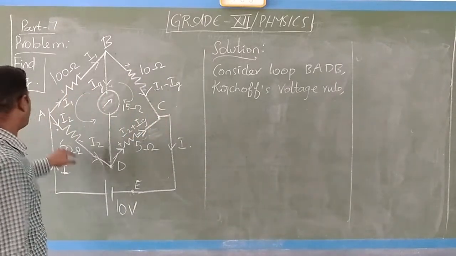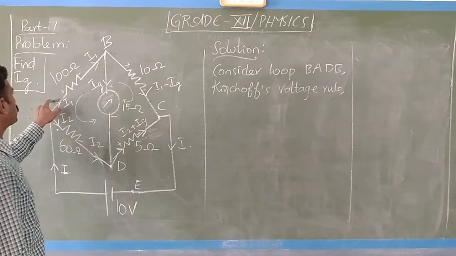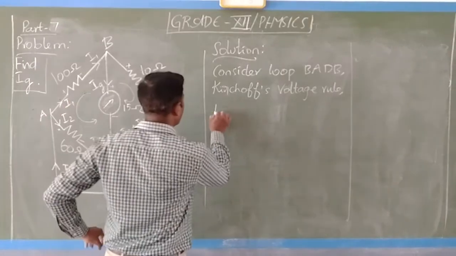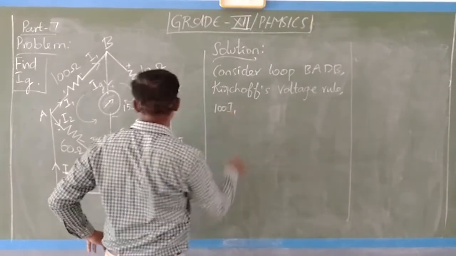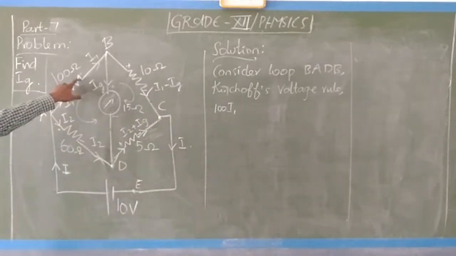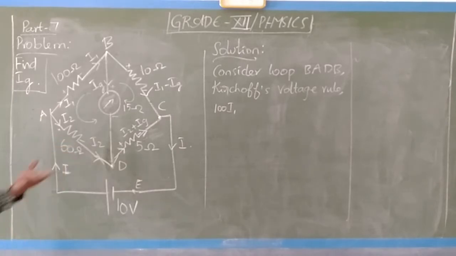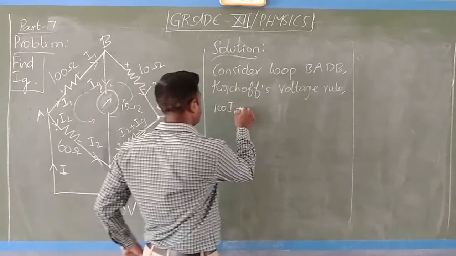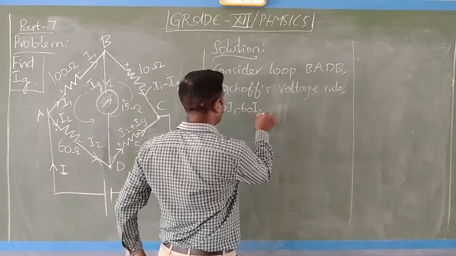So B, A, D, B means what? Current into resistance. So negative to positive is positive 100 I1. That is negative to positive is increase. Then here positive to negative is a drop here. So 60 into I2, minus 60 I2.